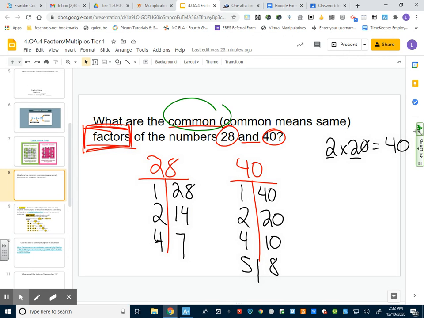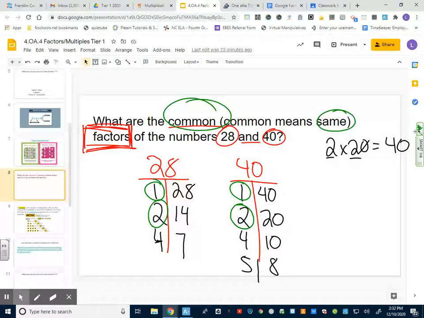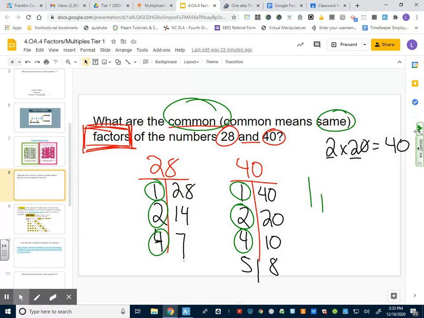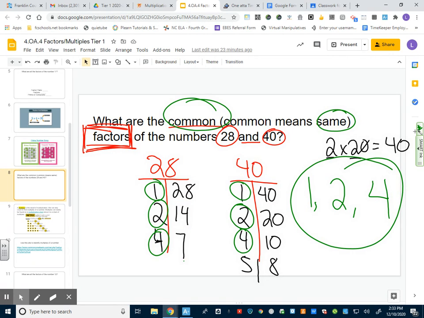What are the common or the same factors? Well, if we look at both lists, they both have a 1. They both have a 2. They both have a 4. They don't both have a 7. They don't both have a 14. And they don't both have a 28. So the common factors are 1. It's supposed to be a comma. There we go. Let me make that look more like a comma. 2 and 4. So 28 and 40 have 3 common factors.